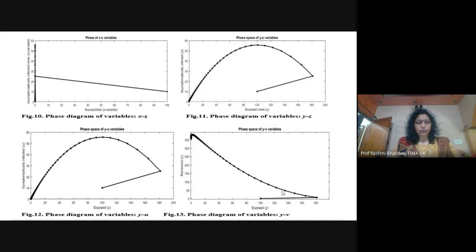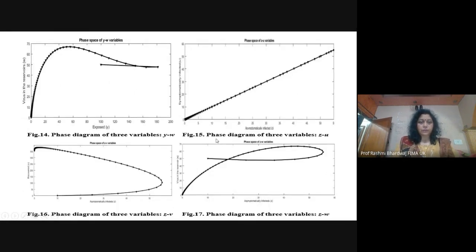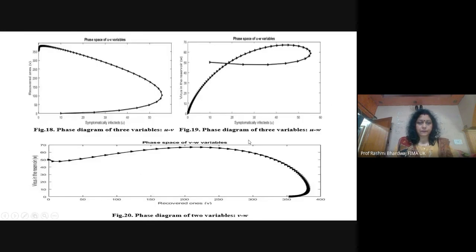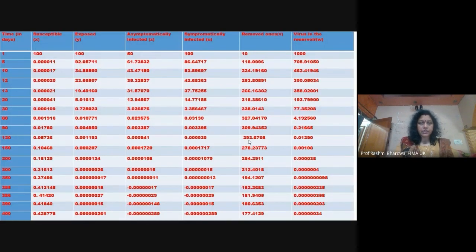So we have calculated all these, showing the phase diagrams. This is showing a period doubling phenomenon. If a person comes in contact, it comes again, so it is making a loop system. All these are the structures based on this one, and this is the complete one.